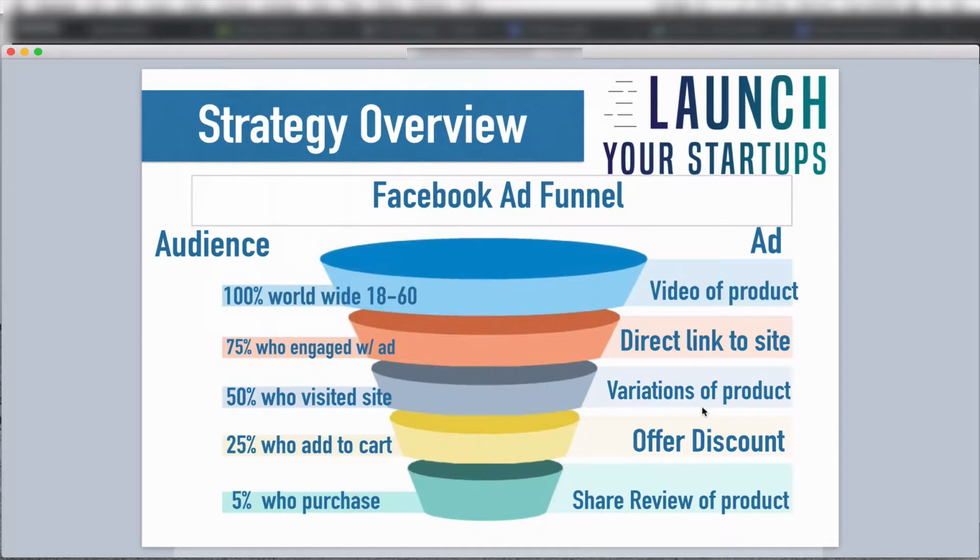You can't show the same ad to all the different types of people. These are all different types of leads. If you just show each one of these leads a video of your product and then a direct link to your site, that's not being efficient, and that's not how you're going to be successful. So you have to create different types of ads for the different types of leads, depending on how hot the lead is.